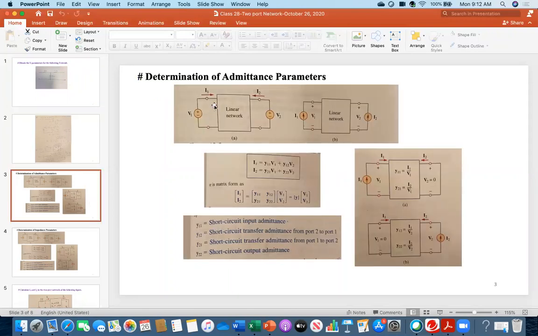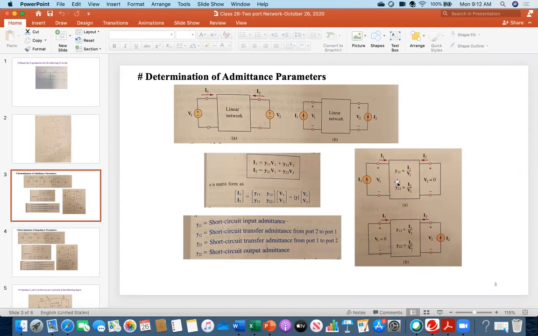We were discussing how to calculate the admittance parameters. So look at the top right side figure, figure B. There is current source I1. On the right port, there is current source I2, voltage here V1 and then V2, and then the linear network. Here basically those are the admittance parameters.